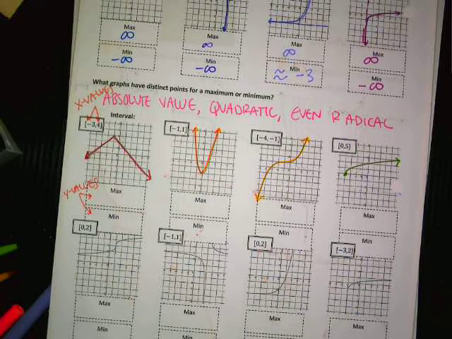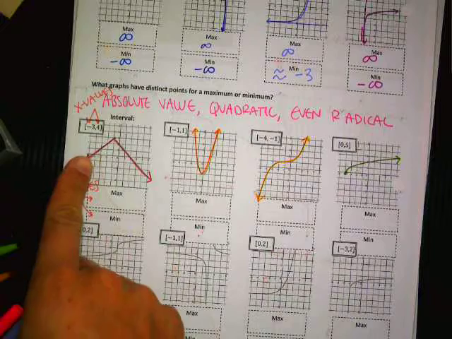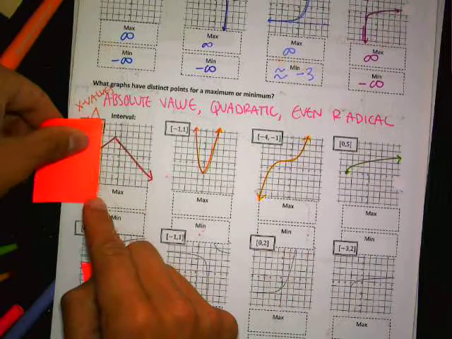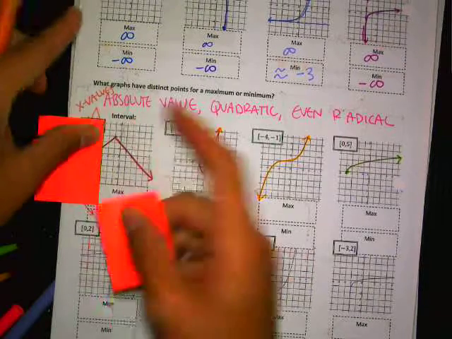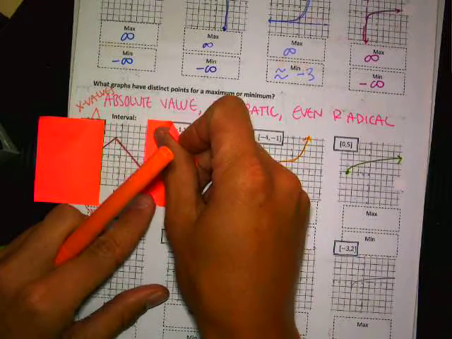Alright, so intervals are x values, max and min are the y values. For this first one, my interval is starting at -3. So I'm going to put my sticky note here at -3. And I'm going to 4. So I'm going to put my other sticky note here at 4.